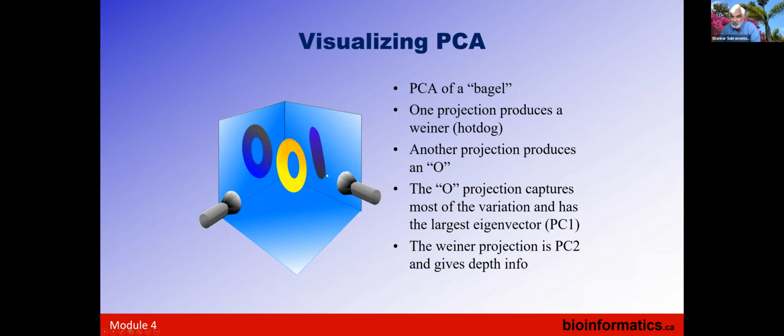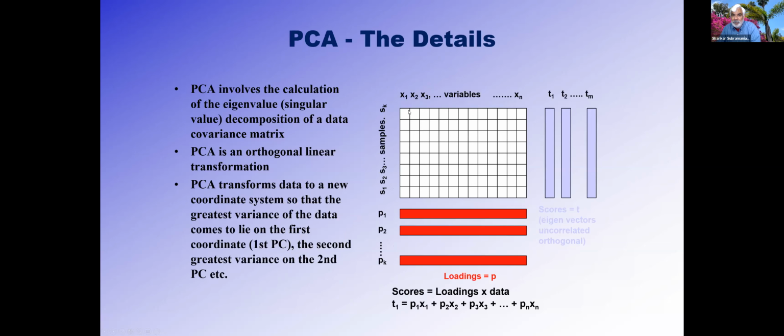How long is this bagel, right? That's what it gives you. It gives you the depth. So principal component analysis involves the following. You take this matrix, you do an eigenvalue decomposition of the data covariance matrix. You have X variables, you have S samples, you essentially project them into linear combinations of these so that they are orthogonal to each other. Very simple idea to the extent possible.